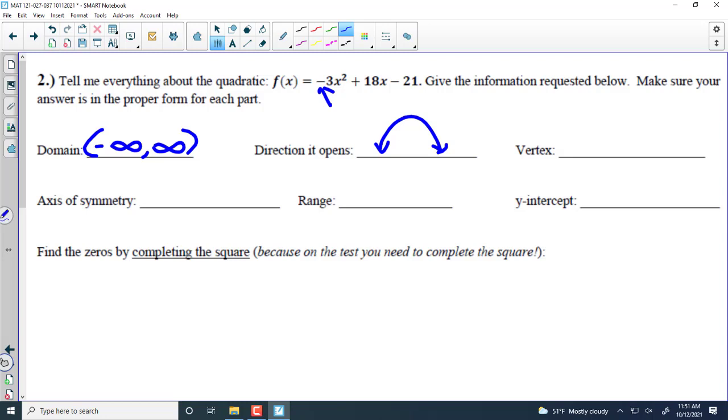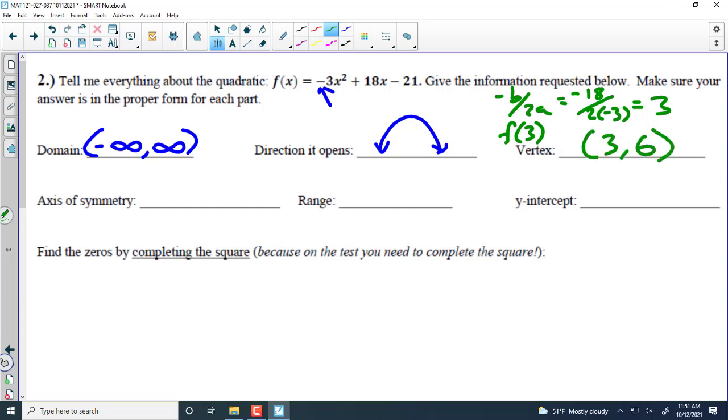The vertex here is a little bit of a challenge because you do have to use the formula. So what we have to do is the -b over 2a formula. That is a formula you're going to want to know. -b over 2a. In this case, that's going to be -18 all over 2 times -3. -18 divided by -6 is 3. Is that my vertex? No, because the vertex is an ordered pair. So in order to finish the vertex, you have to plug 3 back into the original function and crunch out a number. In this case, you will get a 6, so the vertex is (3, 6). And that's how we find the vertex.